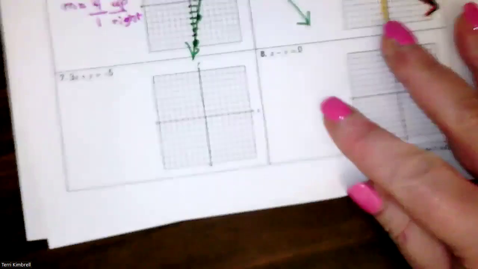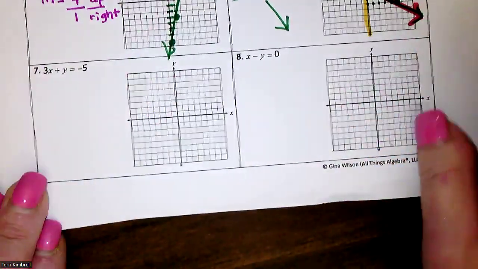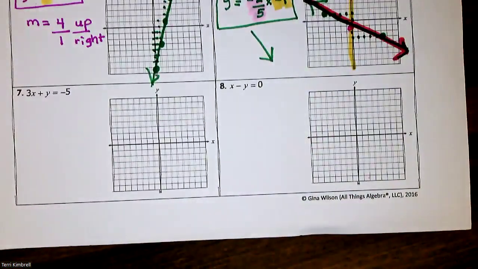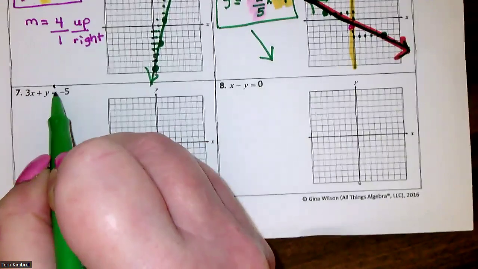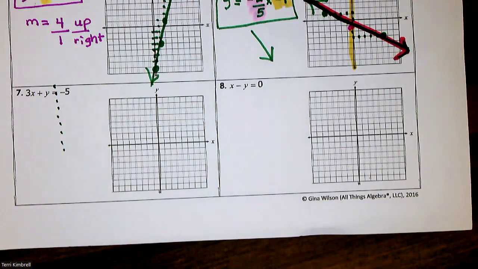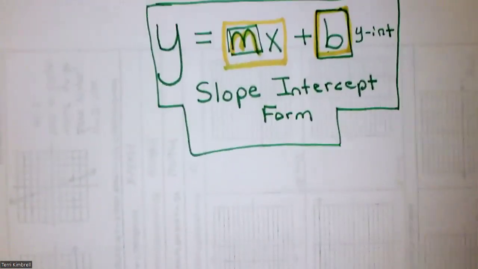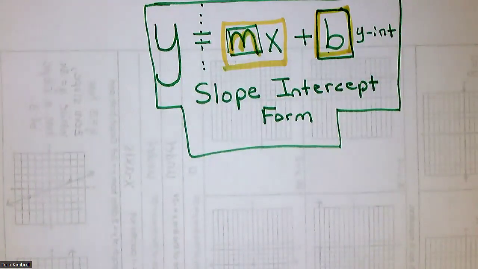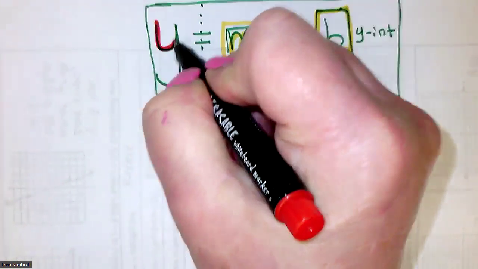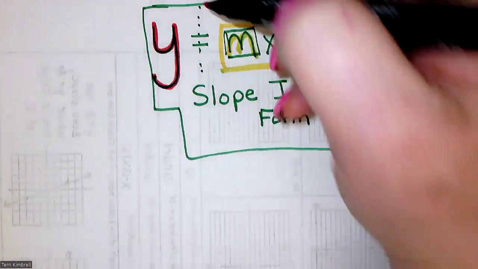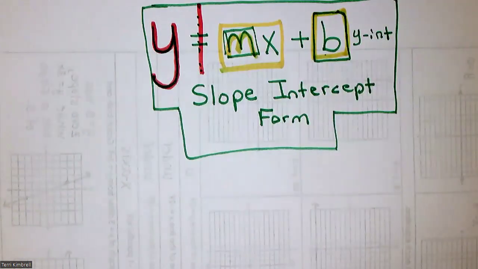So when you look at number 7 in your homework, it is not in y equals mx plus b. This one, if you draw that little dotted line right here, you notice that your x and your y are on the same side. When you go back to the definition, the only thing that needs to be on the left side is just the y. Everything else needs to be on the opposite side.